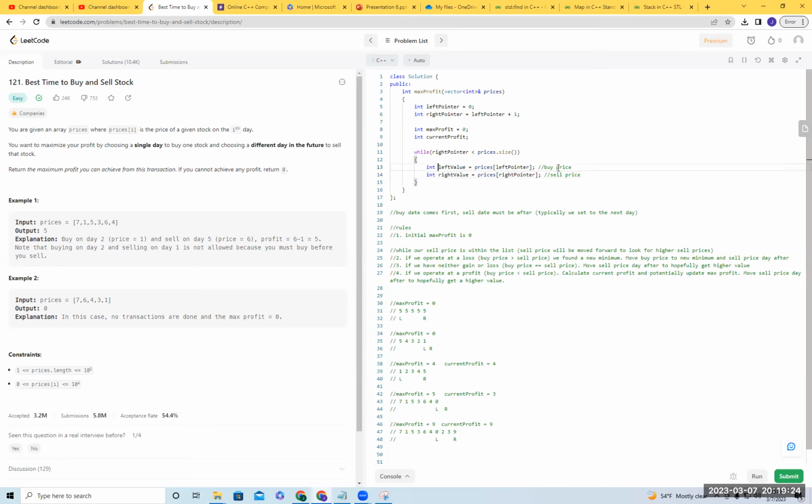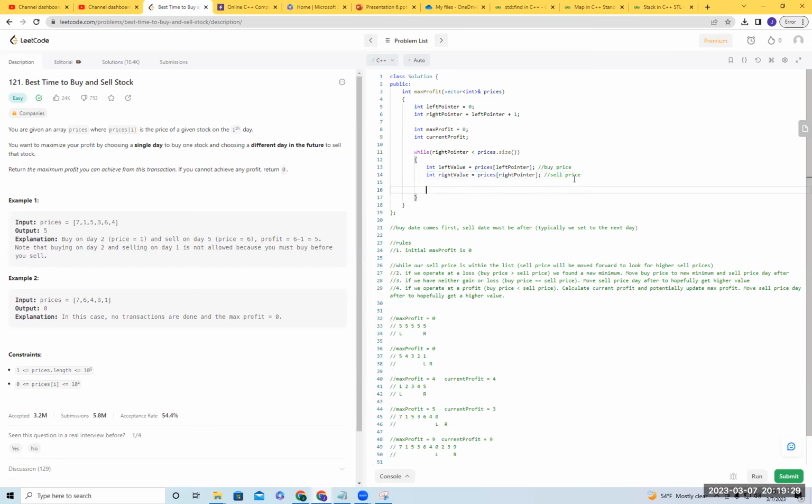So left is our buy, right is our sell. This is just for readability purposes. Now we're going to go through our three conditions: if we operate at a loss, if we operate at neither a gain nor a loss, or if we operate at a profit. Let's start off with if we operate at a loss.